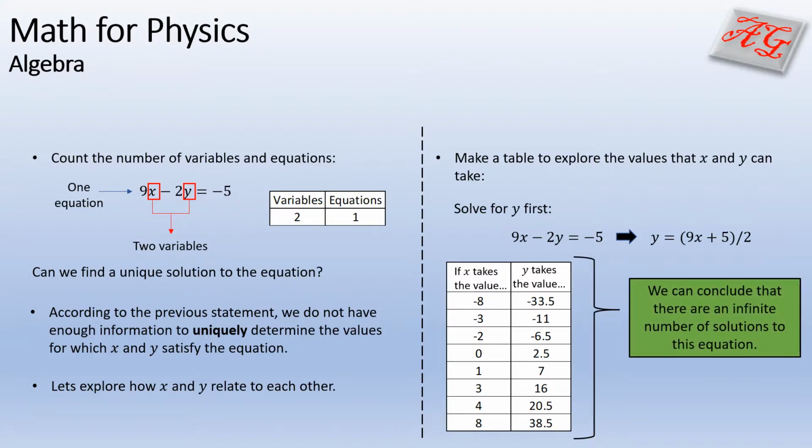In this case, we make the table of x and y. And we notice, and this is the important part, that if we take any pair of these values and substitute them into the equation, 9x minus 2y, they will always yield minus 5. And these are just the values we chose because there are an infinite number of values that we have not considered. So there is no unique or finite number of solutions to the problem, as we had already expected.